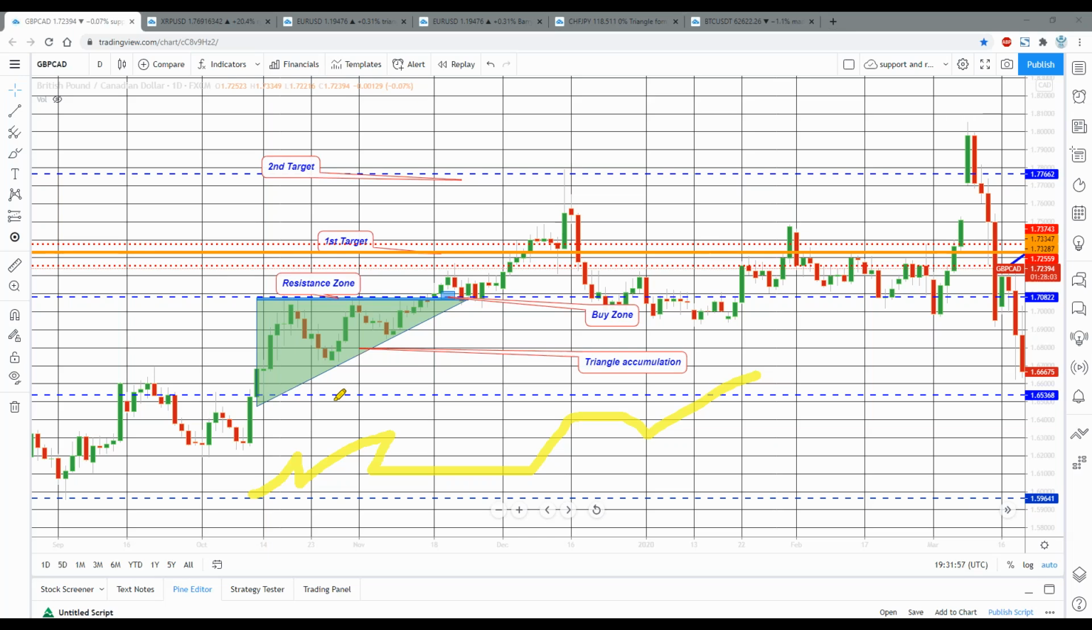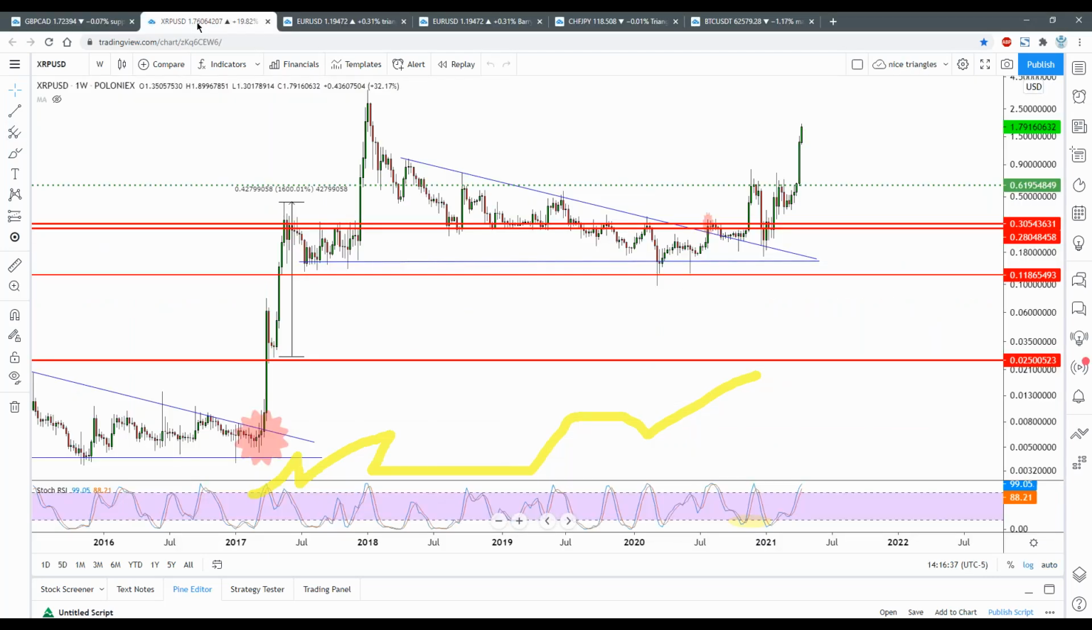But when we see a well-developed triangle with a nice, well-developed trend in that triangle, the higher the quality of your trade will be. And that's very important because what we are looking for is only high probability trades.